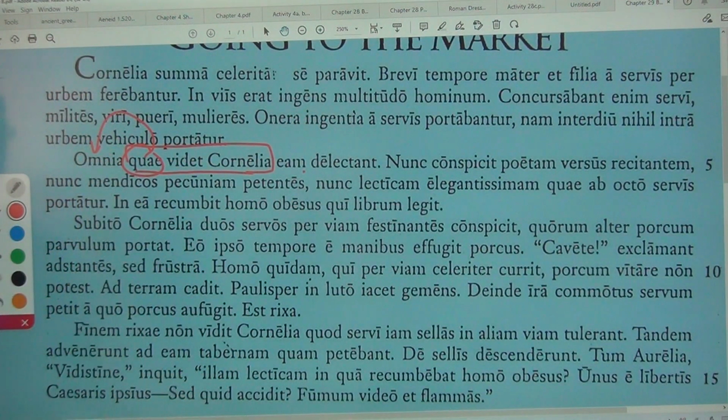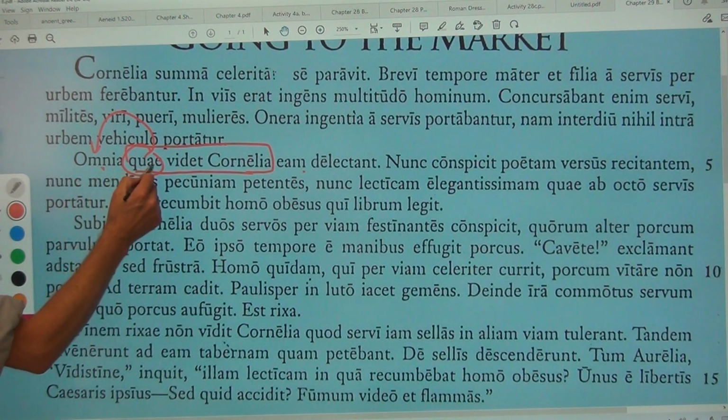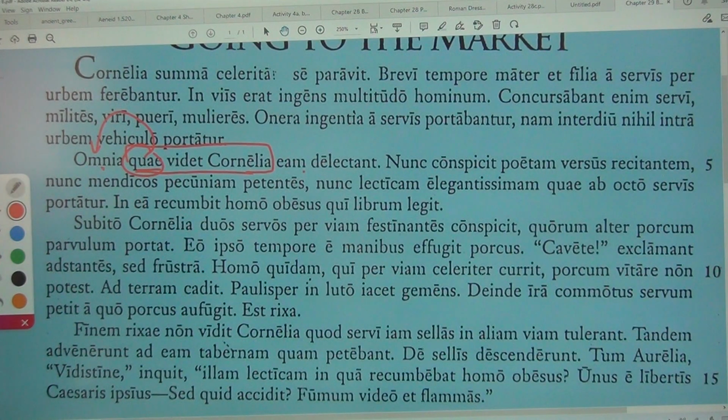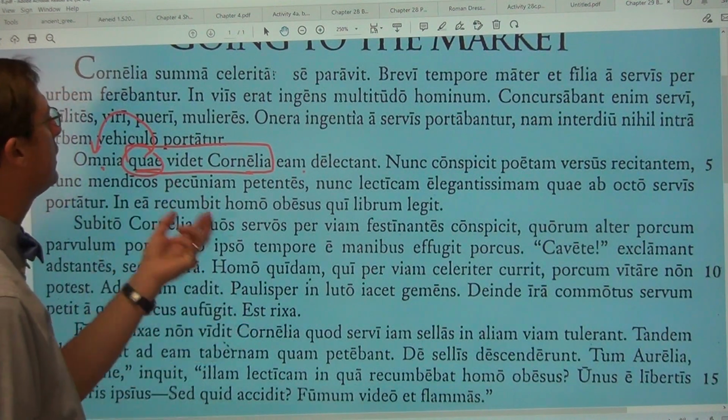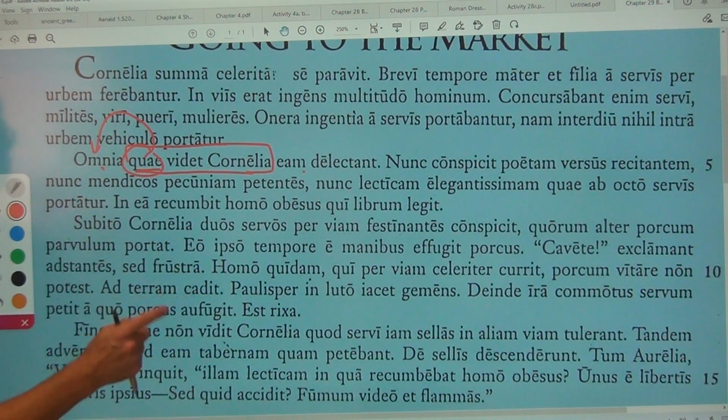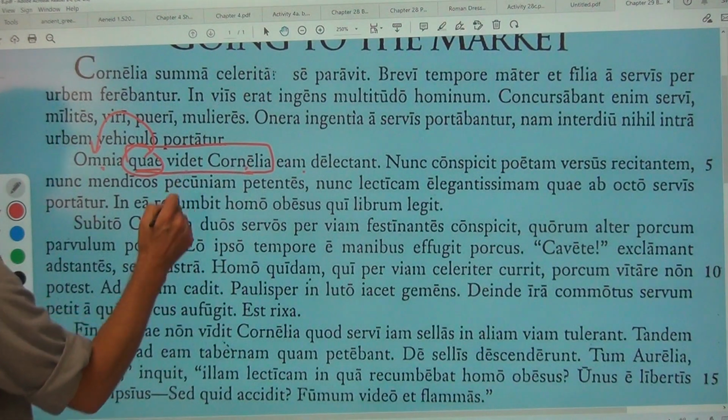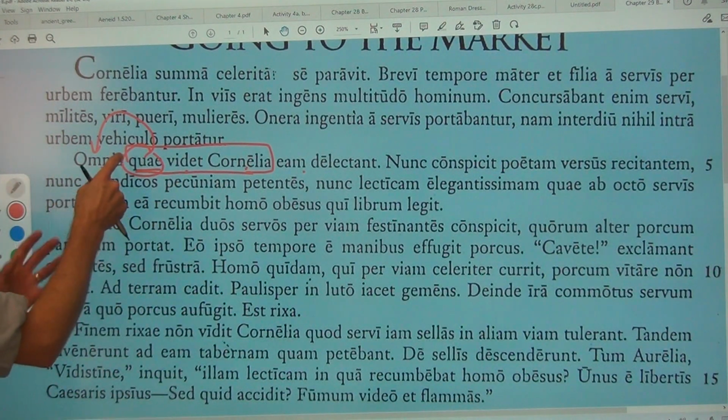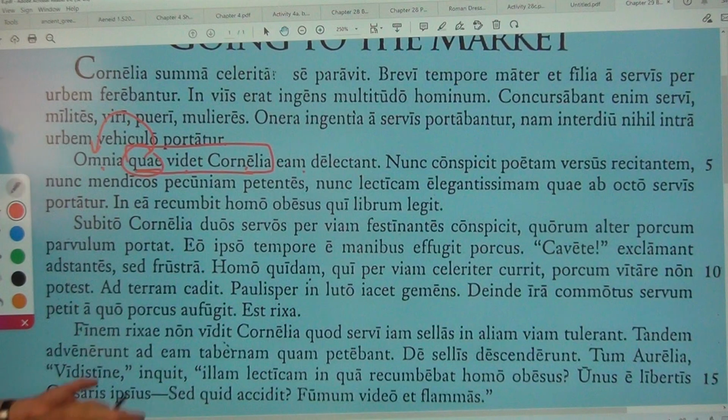Taking as its antecedent omnia, thus we know that the quae is not feminine, because that is neuter in plural. But is it neuter plural nominative? Qui, quae, quae, quorum, quorum, quorum, quibus, quibus, quibus, quos, quas, quae, or is it accusative plural? Well, it's accusative plural because Cornelia is doing the seeing. So all the things which Cornelia sees, that which.